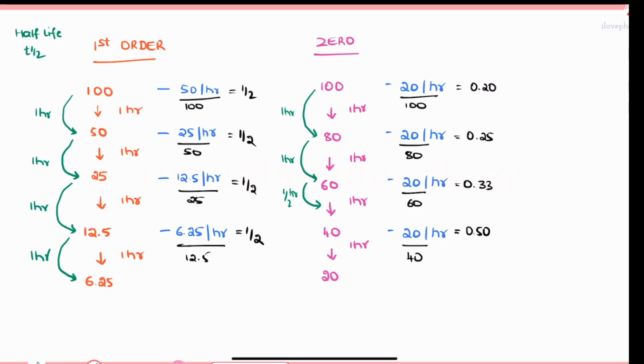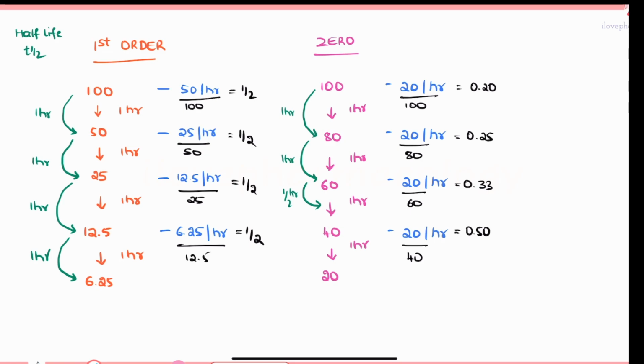So what happens, 100 will be converted into 80 molecules after 1 hour, and again from the 80 molecules in the next hour, only 20 out of 80 molecules will be removed. So it becomes 60, and out of 60 in the next hour 20 molecules will be eliminated and it becomes 40, and in the next hour 20 molecules will be eliminated and it becomes 20. So here a constant amount is eliminated, whereas in first order a constant fraction or percentage of the drug is eliminated. That's why in first order the fraction remains constant, and in zero order the amount remains constant.